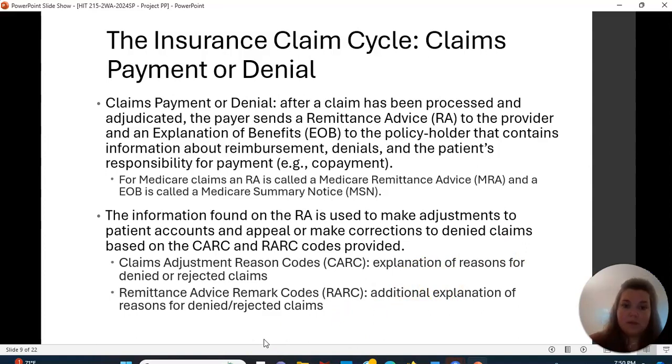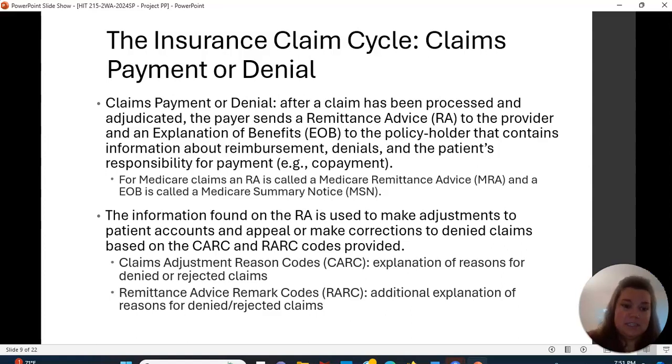So the information found on the RA, remittance advice, is used to make adjustments to patients' accounts. Those are for the payments that are approved. And it's also used to make corrections for denied claims or to create an appeal for a denied claim. And these things are going to be based on the CARC and the RARC codes provided. So these are our reason codes that are provided on the RA so that we can see, okay, why was this procedure or why was this service not covered?